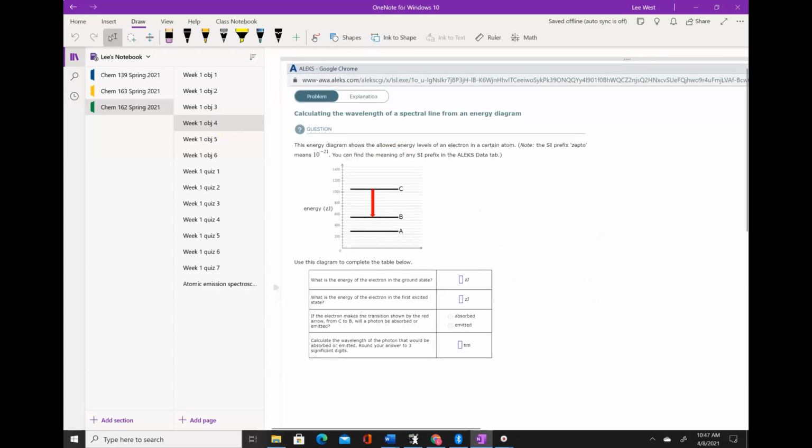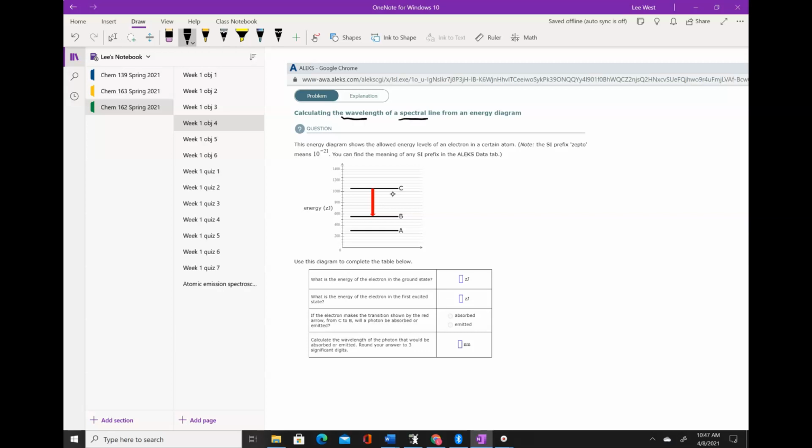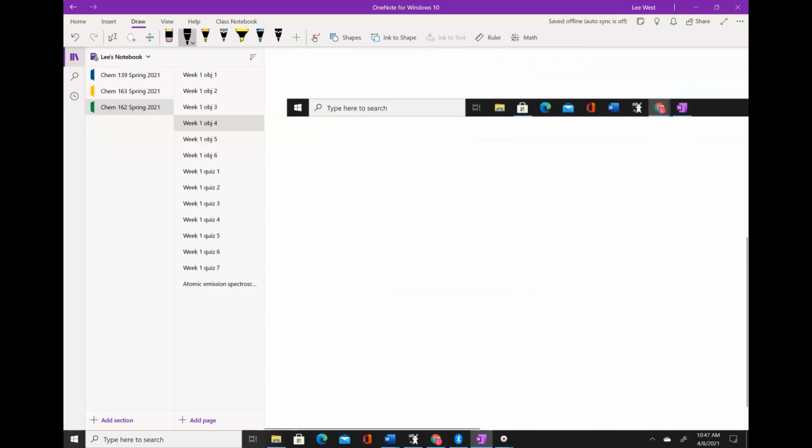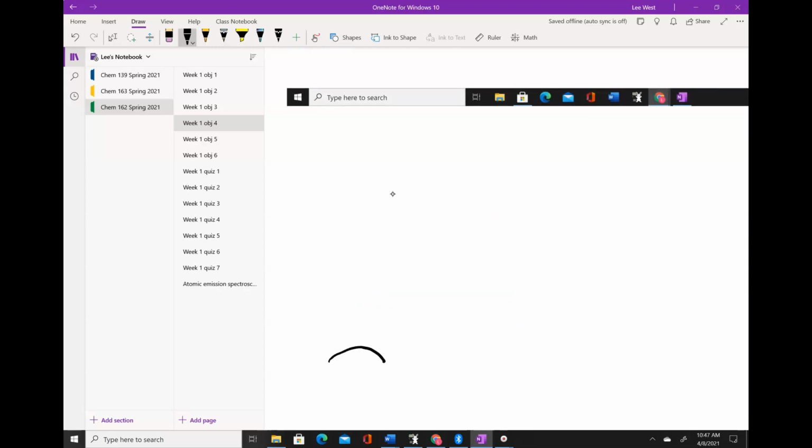Okay. So this is about calculating the wavelength of a spectral line from an energy diagram. So what we have to remember is this. We have the nucleus down here of an atom, which is positively charged, and then we have energy levels where the electrons are found, right? And so this is increasing energy going up there.